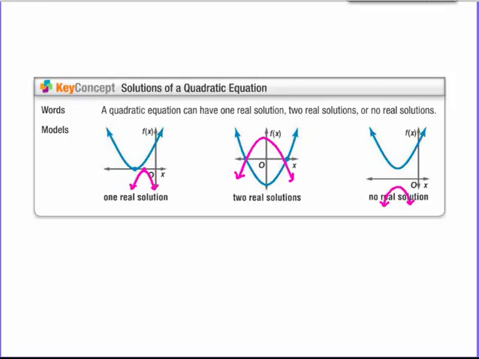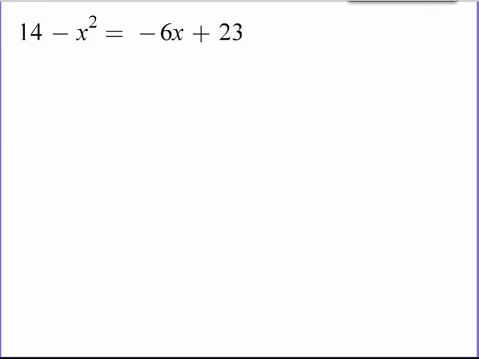So let's go ahead and look at a few more examples. Now if you look at this one, this is a little different, because notice how it is written.